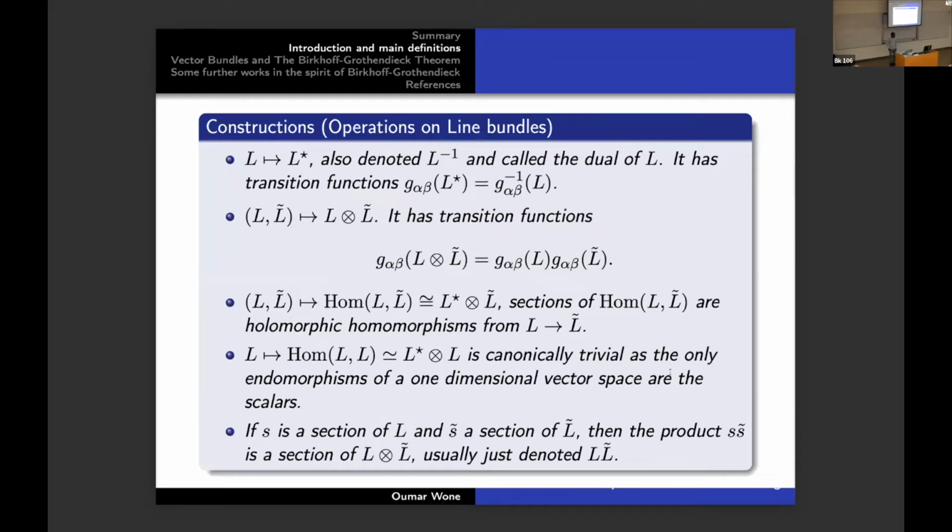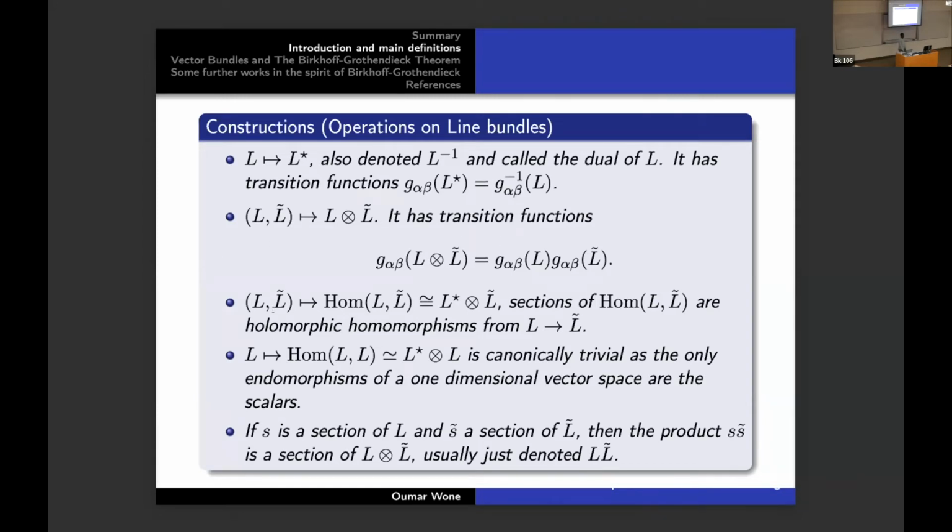Now I give operations on line bundles. Given a line bundle L, we can associate to it its dual, and it has transition functions G alpha beta of the dual, which is the inverse of the transition function of L. Given two line bundles, we can take the tensor product, which has transition functions G alpha beta of the tensor product being the product of the transition functions.